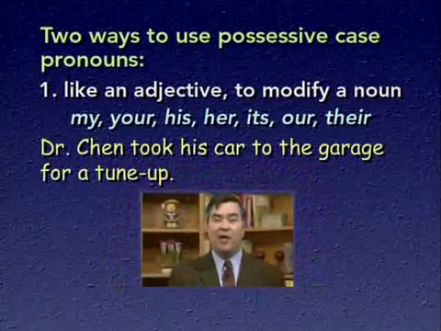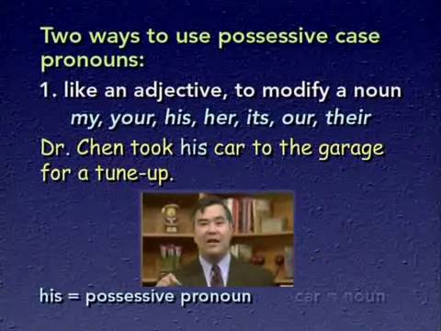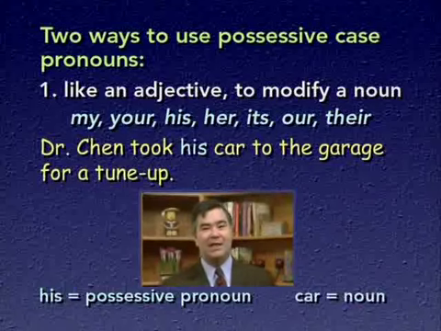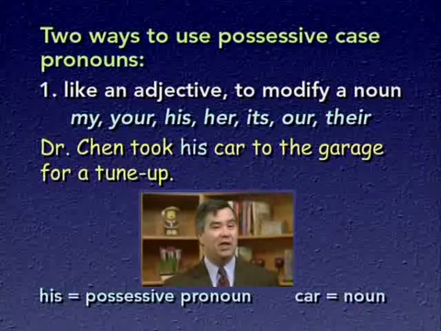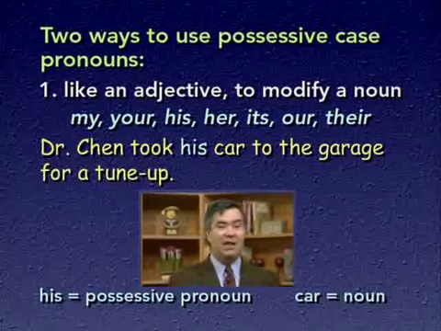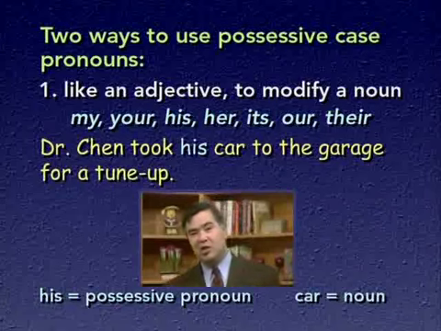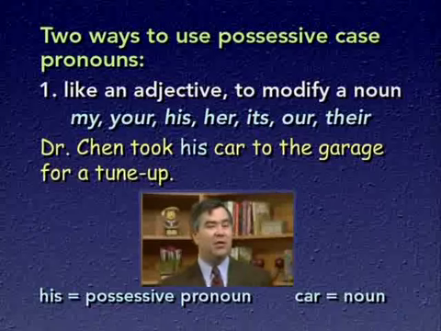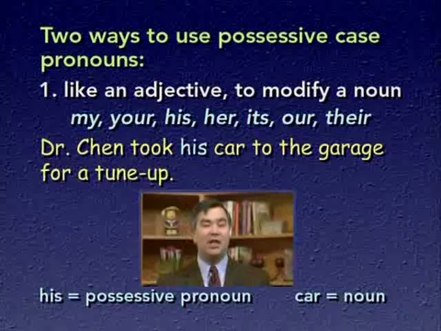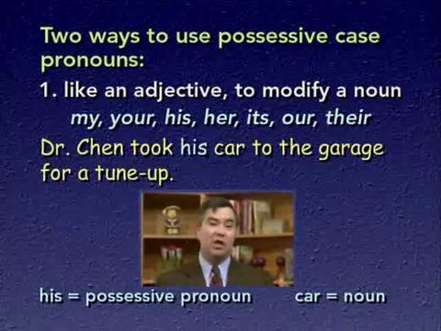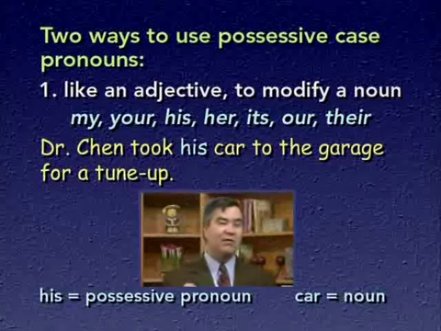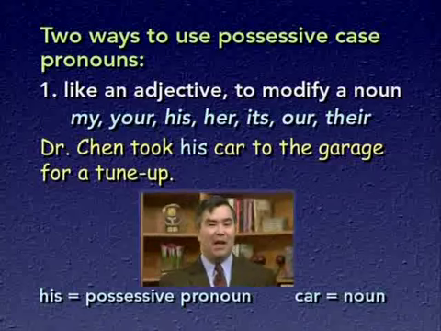Here we have the possessive pronoun his, and it comes just before the noun car. So it explains exactly whose car was being taken to the garage. In other words, it shows possession or ownership of the car by Dr. Chen. His is a pronoun that refers back to Dr. Chen, and it's a possessive pronoun because it shows Dr. Chen's possession or ownership of the car. And in this case, his is being used very much as an adjective. It gives a little more information about the car. What kind of car? Whose car? It was his car, Dr. Chen's car. So his, in this case, is a possessive pronoun being used as an adjective to modify the noun car.